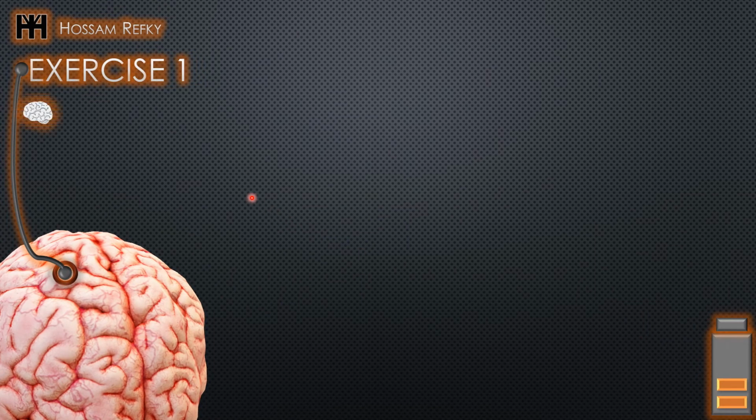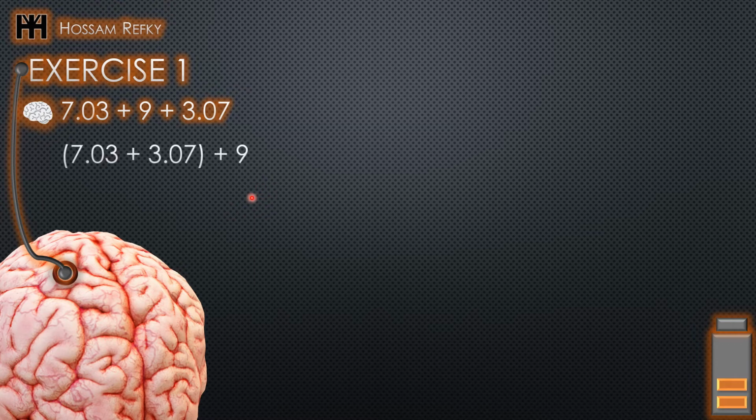Exercise 1. We have 7.03 plus 9 plus 3.07. I think if we take the 7.03 plus 3.07 it will be easier for some. Okay, so here's 7.03 and 3.07. 3 plus 7 is 10, so we'll put 0 here and the 1 will go here. 1 plus 0, it will be 1. Then finally 7 plus 3, it's 10, so 0 will be here and 1 will go here. Here you go.